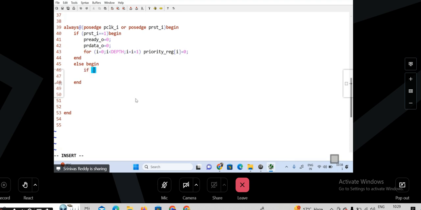Then again what I need to do? End. Again I need to write the else to this, right? Else, P ready is equal to 0. Did you understand? Now this is the end for this else.